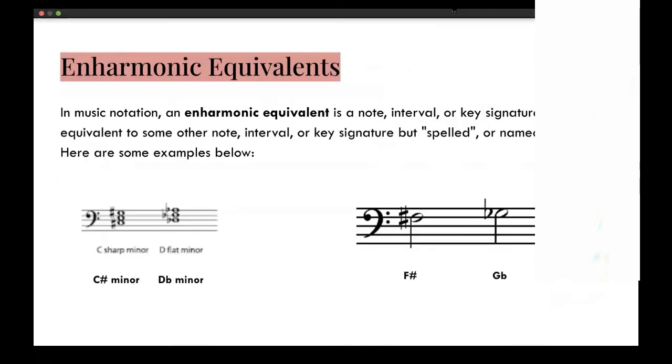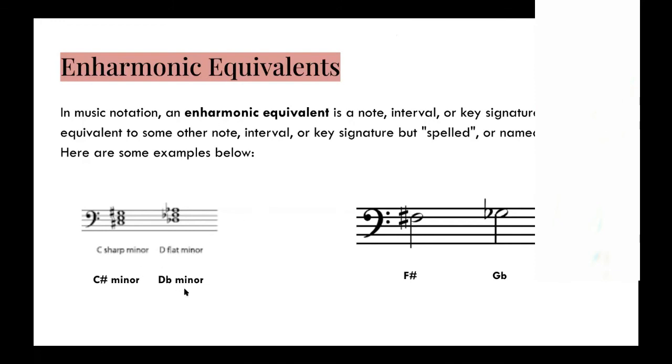Okay, so I think this is our last topic for today, which is enharmonic equivalence. If you guys haven't heard of this, the name might sound kind of scary, but it's actually a very simple topic that they're probably going to ask about in the theory test. So in music notation, an enharmonic equivalent is a note, interval, or key signature that is equivalent to some other note, interval, or key signature, but it's spelled or named differently. So here are some examples below.